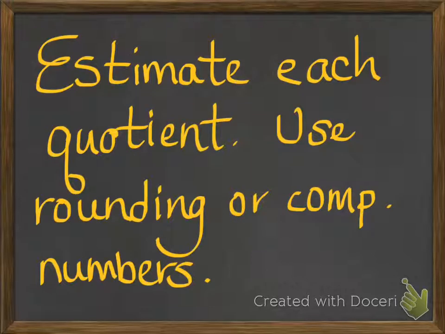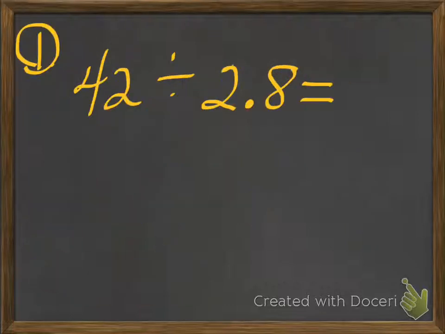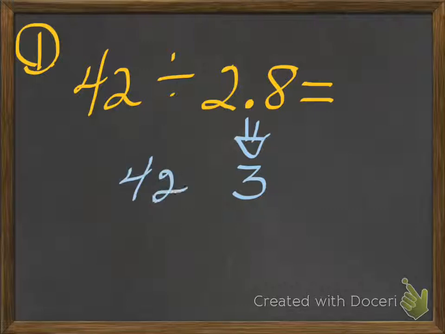Let's practice. Estimate each quotient. You can use rounding or compatible numbers. So we're going to do these together. 42 divided by 2.8. Okay, so 42, I'm going to leave that the same for a minute. I'm going to change that 2.8 to 3. And then I'd have 42 divided by 3.